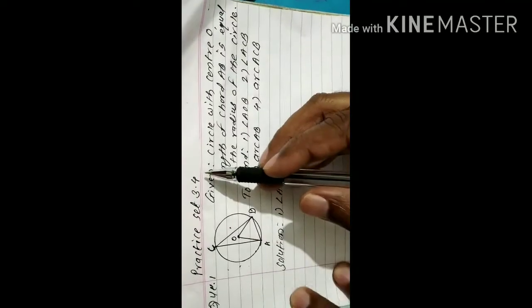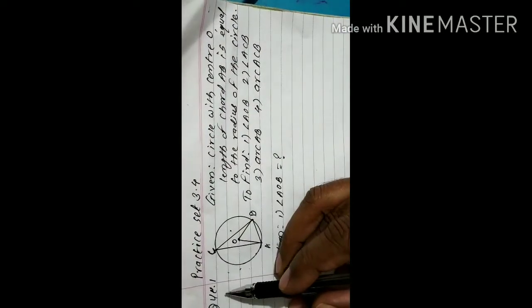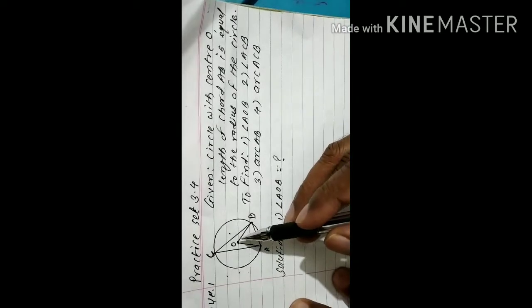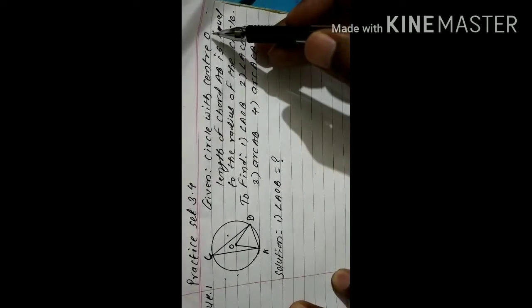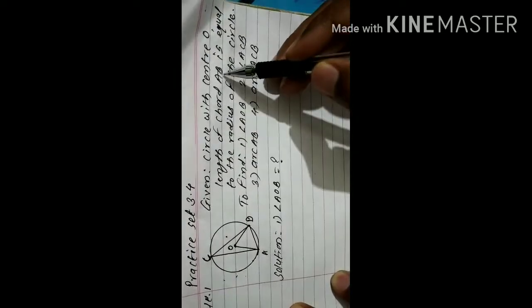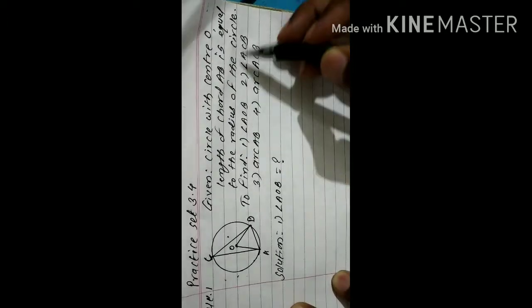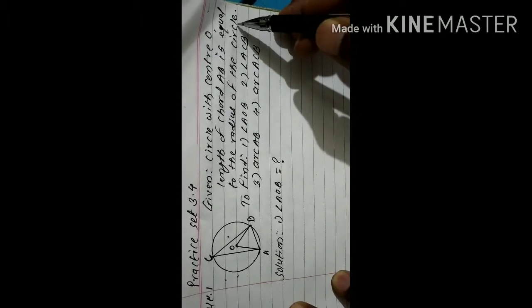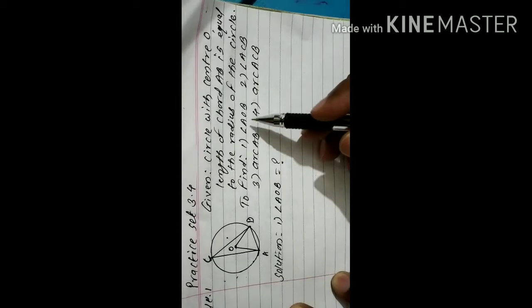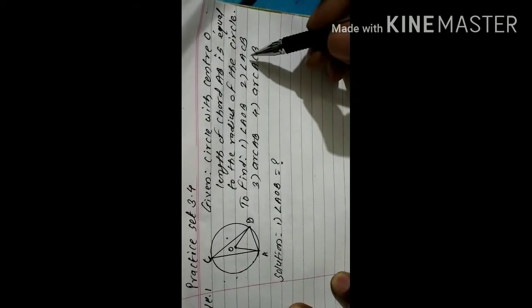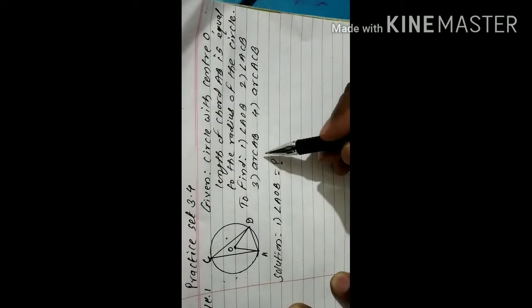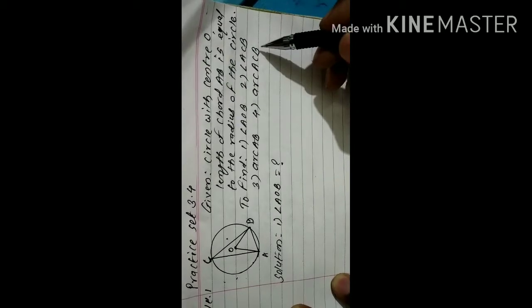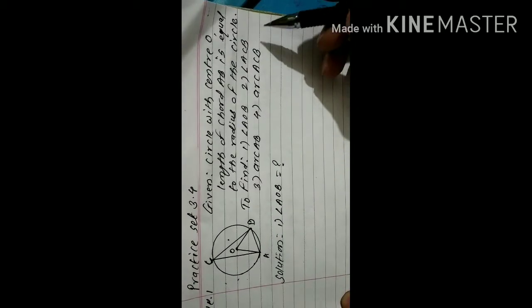Practice set 3.4. First question. Figure is given. Circle with center O. Length of chord AB is equal to the radius of the circle. This is given. From that, to find angle AOB, angle ACB, arc AB and arc ACB.